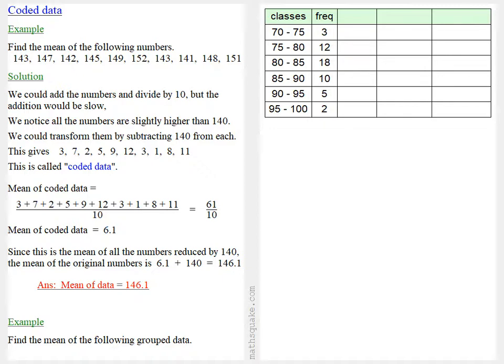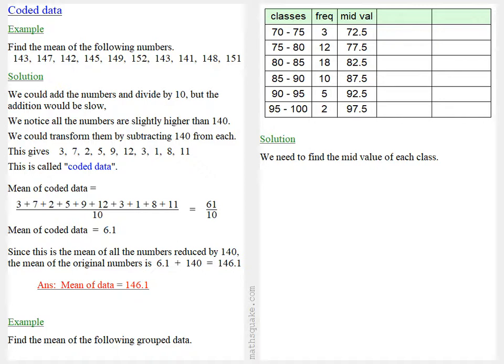We're asked to find the mean, and so the first thing we'd do is we'd find the mid value for each class. So the mid value of 70 and 75 is 72.5. The mid value of 75 to 80 is 77.5, and so on. 82.5, 87.5, 92.5 and 97.5. We would now multiply the frequencies with the mid values and then add them up.